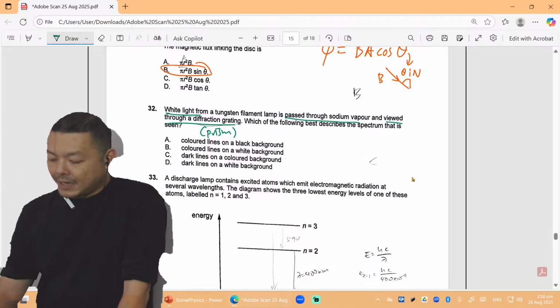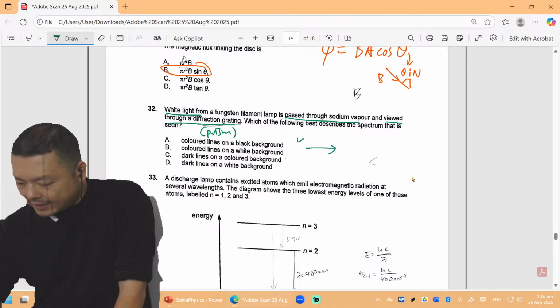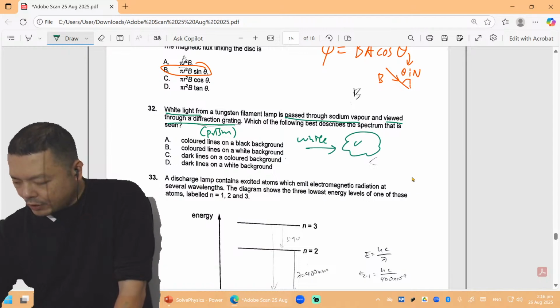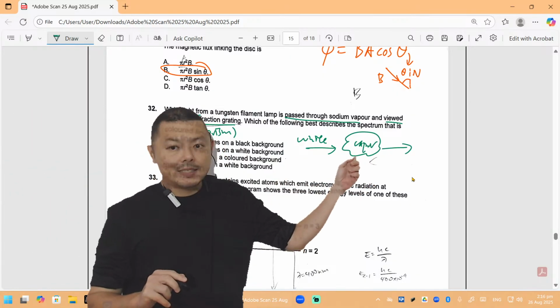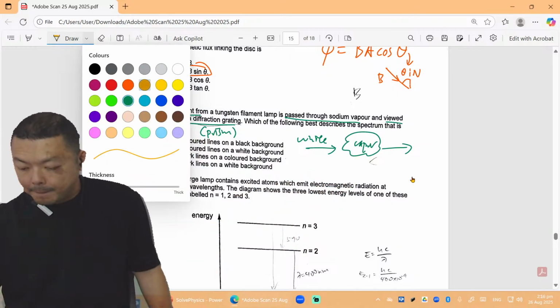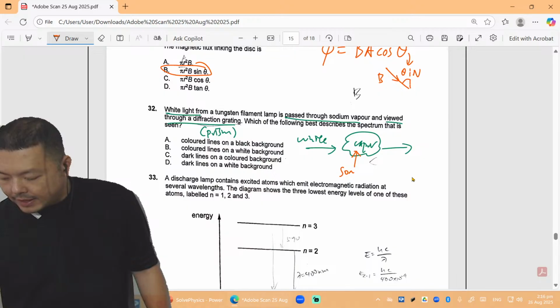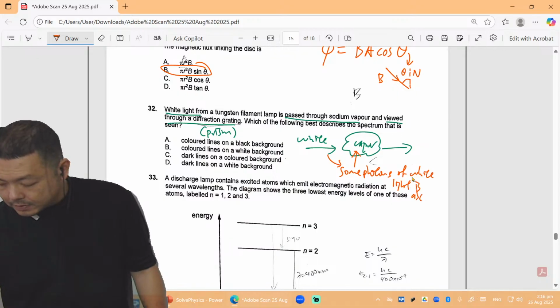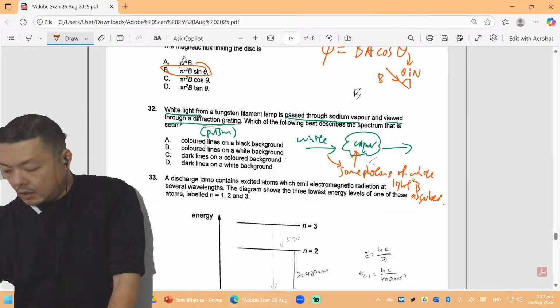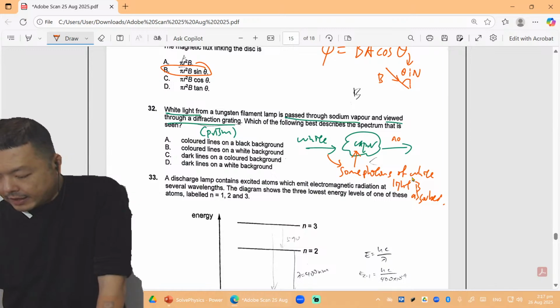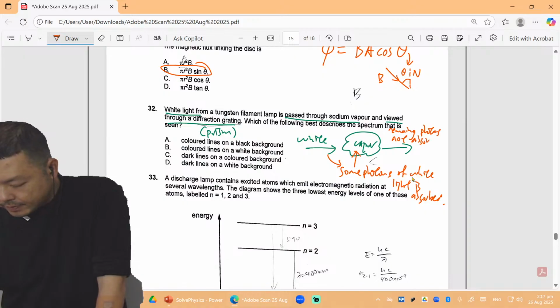But this is white light passing through sodium vapor. So you got white light, and then you got vapor here, and then whatever comes out the other side. So what happens inside the vapor? Some photons of white light are absorbed. What happens after that? Whatever is not absorbed, the remaining photons not absorbed, come out.